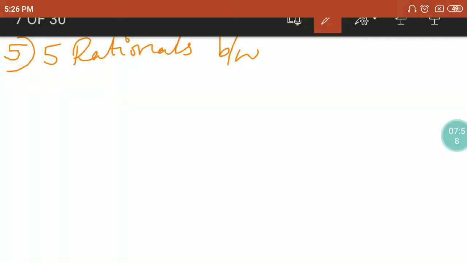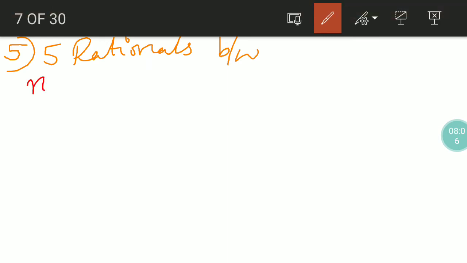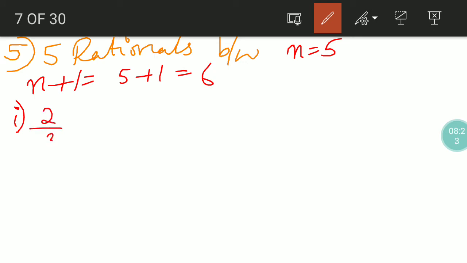In the fifth question we have to find 5 rational numbers between the 3 subdivisions. So I thought that before that we have to see the n plus 1 formula; we can substitute it first. The n value will be 5 because we have to find 5 rationals. So 5 plus 1 is equal to 6. Remember this first, then we will see the question. The first question is 2 by 3 and 4 by 5.